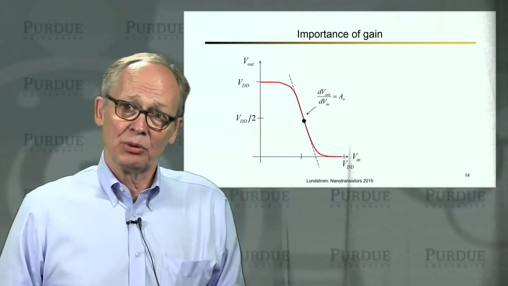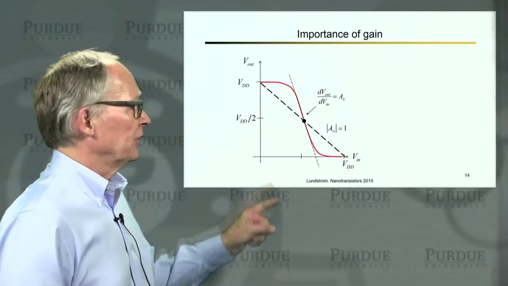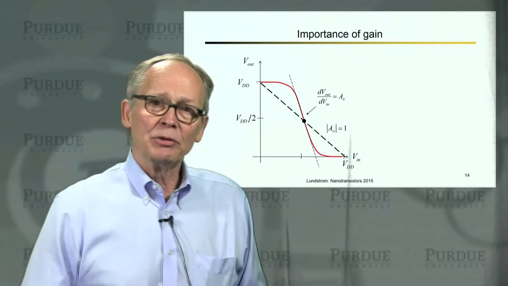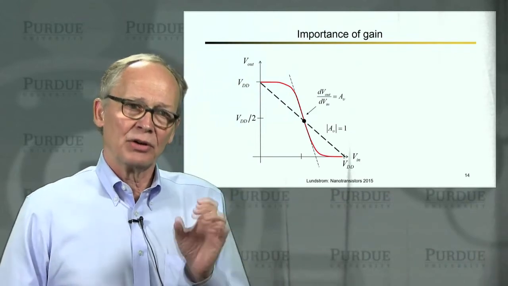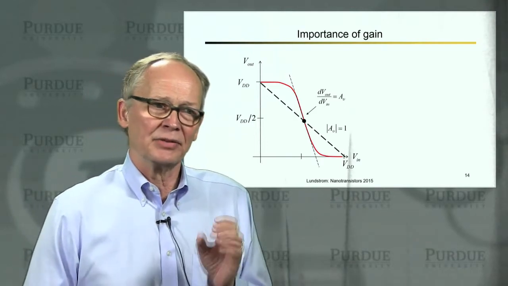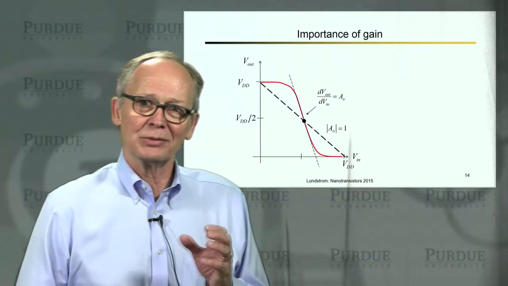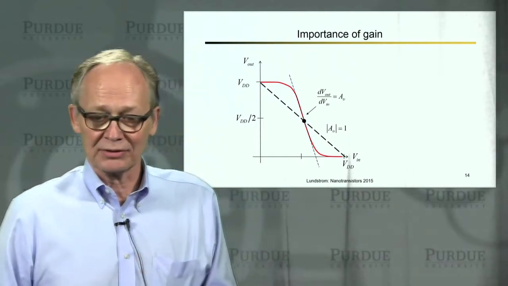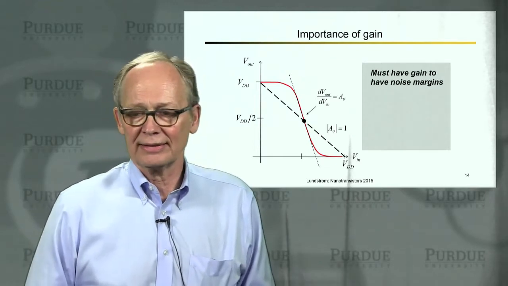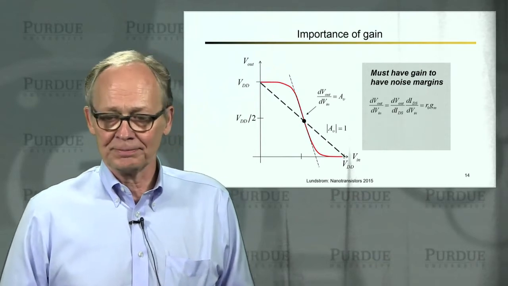But gain is also important in digital circuits. And you can see why. If the slope of this line was -1, then there would be no region on the low end or the high end where the output is insensitive to the precise value of the input. We wouldn't have any noise margin. Errors would accumulate. We couldn't do digital logic on billions of transistors. So an important requirement of any digital circuit is that we must have noise margins. So that means we must have gain in the transistor.